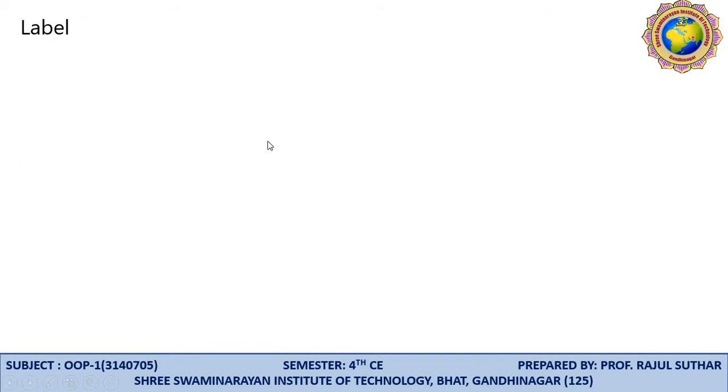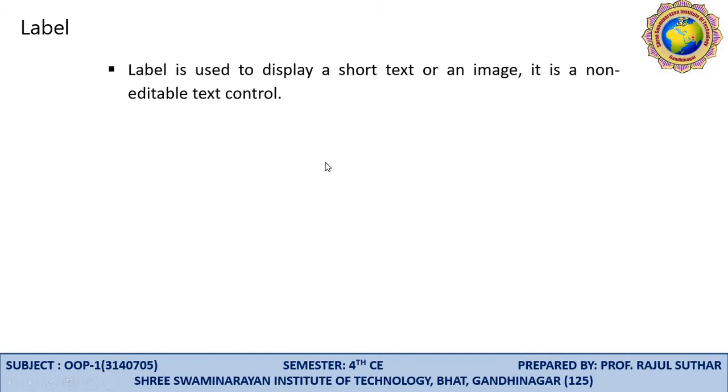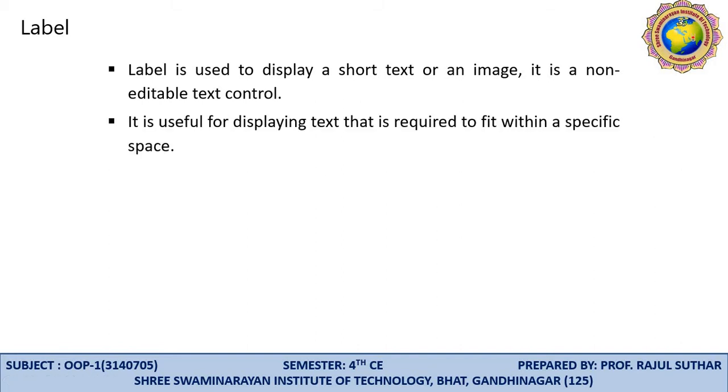So what is the use of label? Label is used to display simple text, normally not editable at execution time. In JavaFX, label is used to create the label object. Like if we represent the username and password, all these things are written in a label. But if we want to input text, we require a text box or text field. So label is nothing but a short text or an image. It is a non-editable text control.